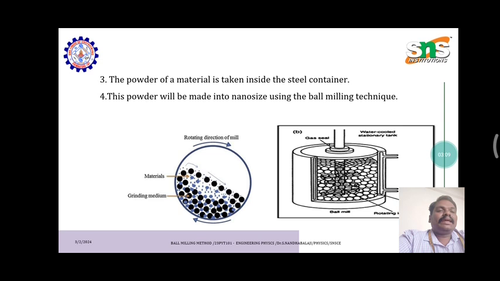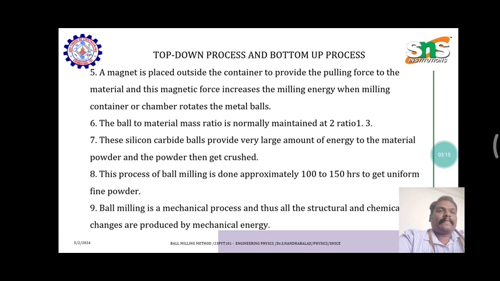This is the schematic diagram of the ball milling of structured material. A magnet is placed outside the container to provide a pulling force on the material, and this magnetic force increases the milling energy when the milling container or chamber rotates the metal balls. The ball to material mass ratio is normally maintained at 2:1:3. These silicon carbide balls provide a very large amount of energy to the material powder, and the powder then gets crushed.